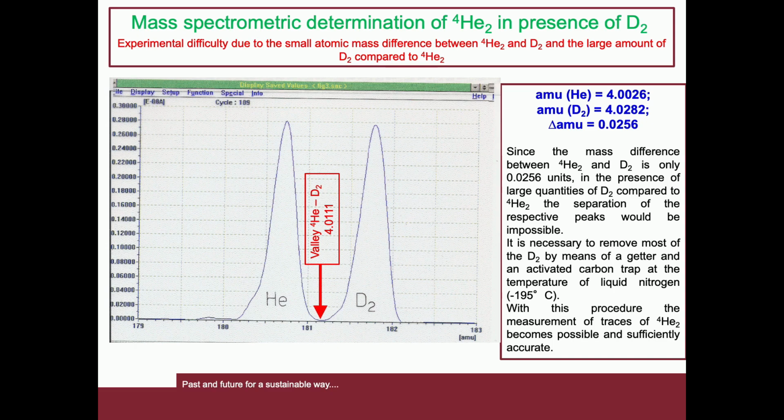4.0111. Since the mass difference between helium-4 and deuterium is only 0.0256 units, in the presence of large quantities of deuterium compared to helium-4, the separation of the respective peaks would be impossible. It's necessary to remove most of the deuterium by means of a getter and an activated carbon trap at the temperature of liquid nitrogen. With this procedure, the measurement of traces of helium-4 becomes possible and sufficiently accurate.